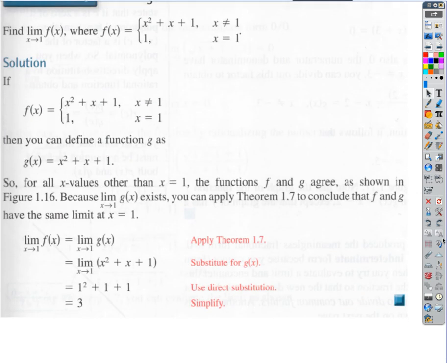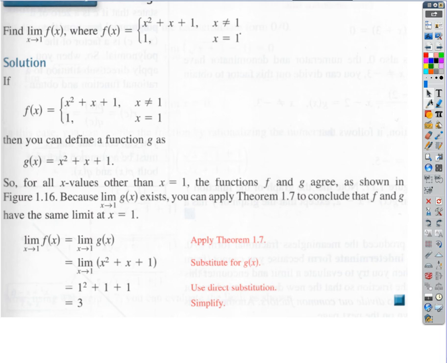Right? We're going to define g of x as a convenient function that fills in that hole, essentially. That's all it's really doing. And then because all the other x values are the same, we'll just use direct evaluation to find the limit of g of x, because the limits agree. And there's a line here somewhere, right here.